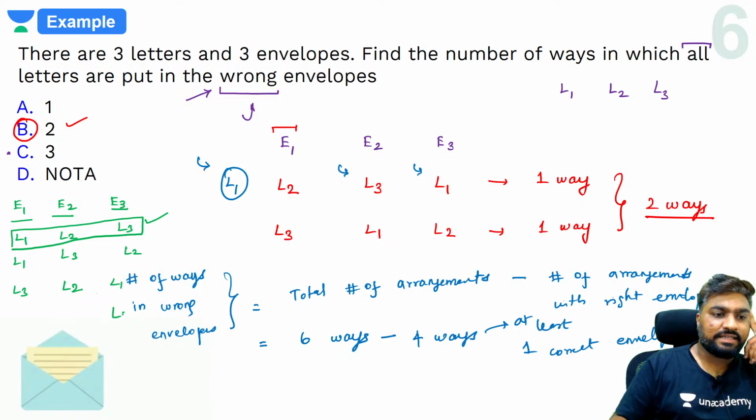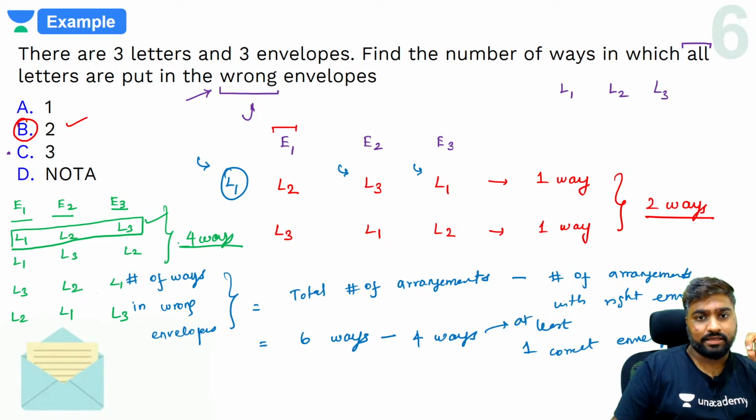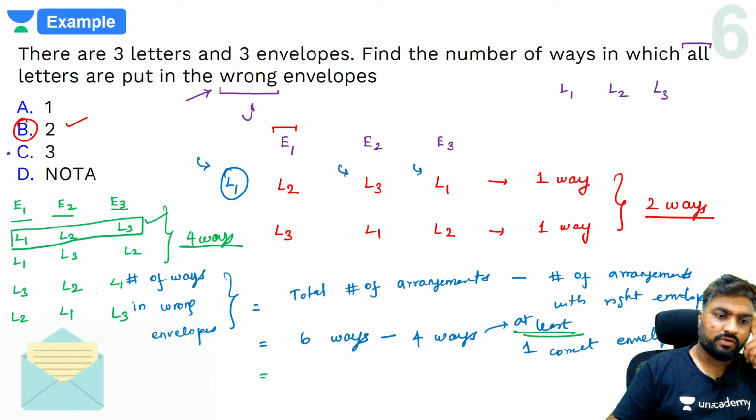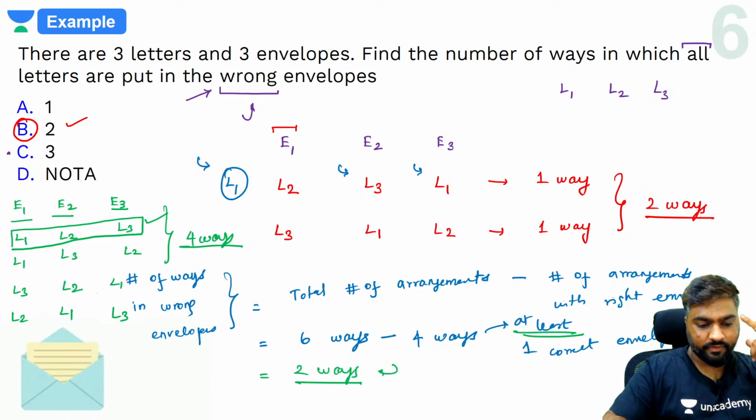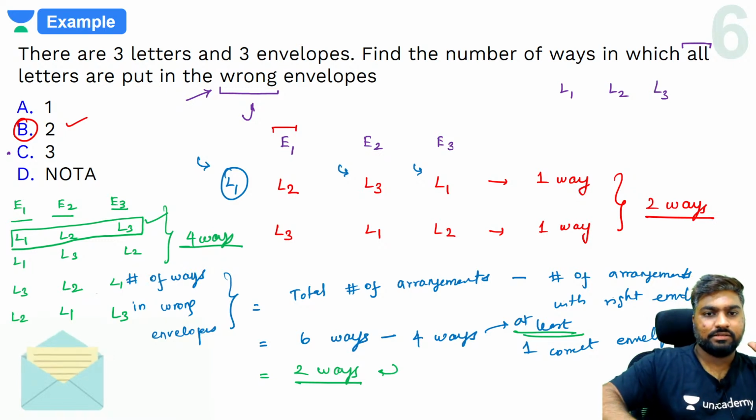Same way, if I fix letter 3, then letter 2, letter 1, this is another one. So 1, 2, 3, 4 cases. There are 4 ways in which letters could go in the right envelope in at least one of the envelopes, at least one correct envelope. So there are 2 ways of doing this. I hope this is clear for you all. Is this clear, guys? Are you able to understand this?